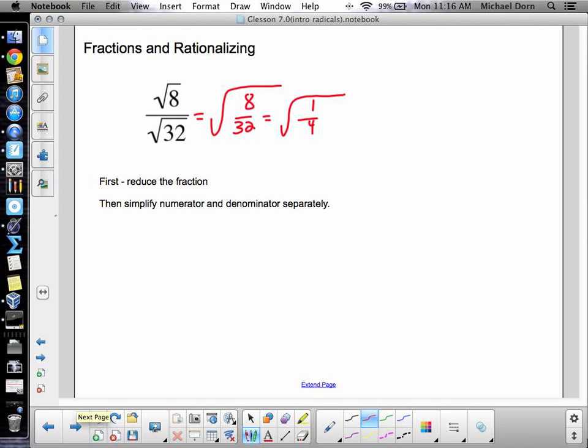So reducing makes my life easier. Just plain old fraction reducing. Then I can split that up. It's the square root of 1 over the square root of 4. And I simplify as best I can. 1/2. Now technically, it's positive or negative 1/2, but for our sake, we'll just leave it this way.